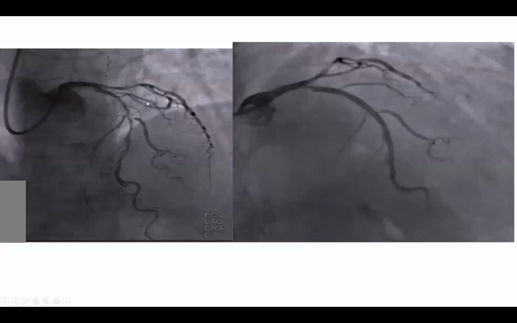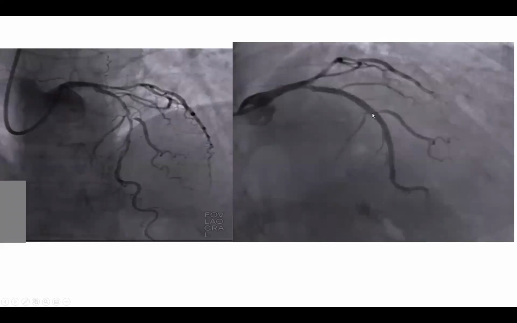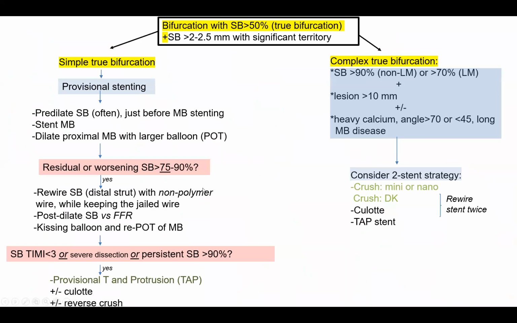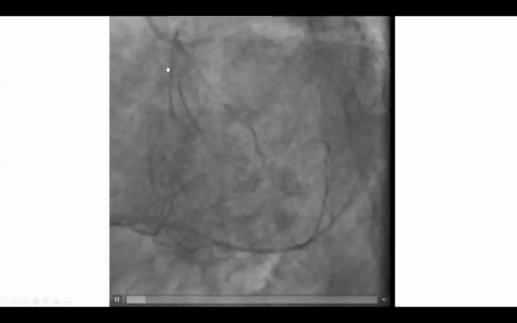This is another case done by another operator. Here, this is an LAD diagonal bifurcation, true bifurcation. They pre-dilated that side branch, then they stented across and did POT, as we did here. We did POT, and they got a decent result, probably 80 to 90% diagonal stenosis. They left it alone, which I think is appropriate based on that algorithm. You could have also done FFR. It would have been okay to balloon it, but I think the simplest strategy is probably most appropriate here.